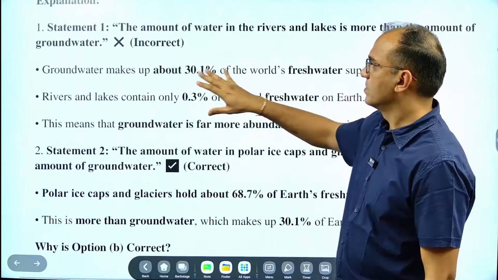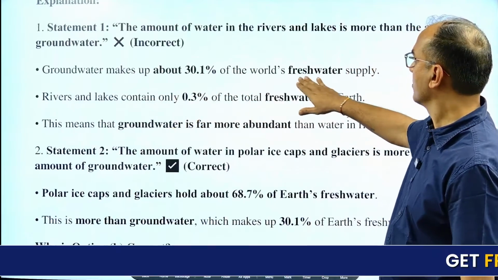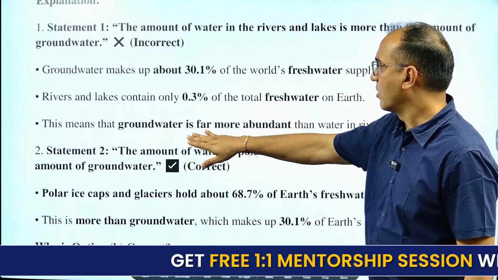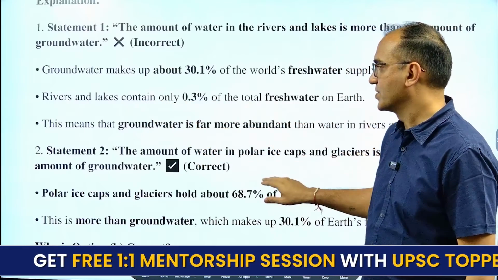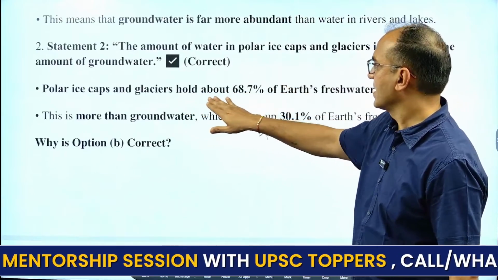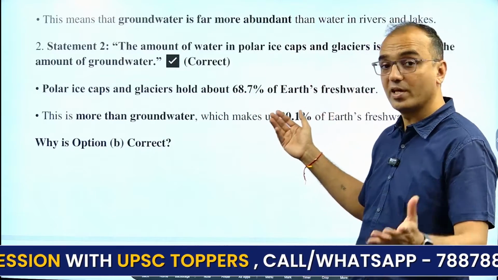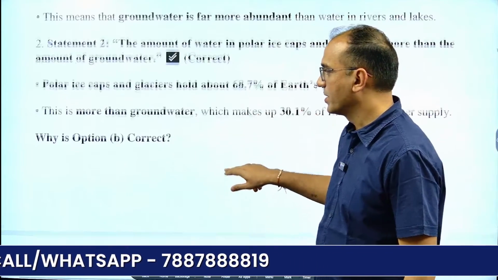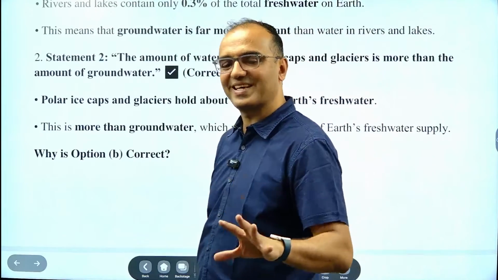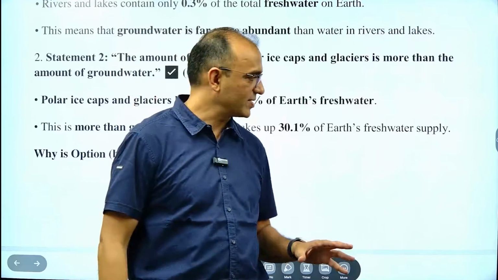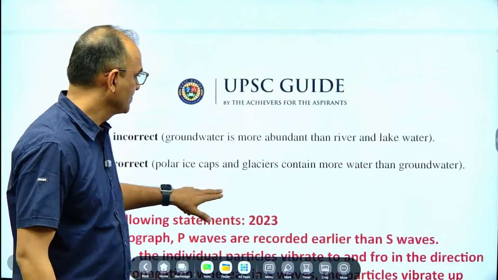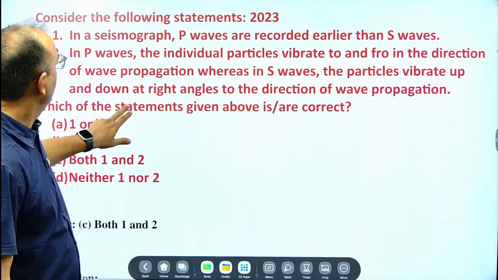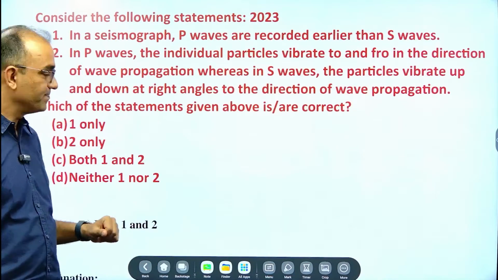Here, groundwater makes up 30% of the world's freshwater supply. Rivers and lakes contain only 0.3. Groundwater is far more abundant than water in lakes, right? And here, polar ice caps and glaciers hold nearly 70% of Earth's freshwater, a very high amount, right? More than groundwater, which is 30% only, right? So, option B is correct, right? Option B is correct. Only 2, right? 2 only.